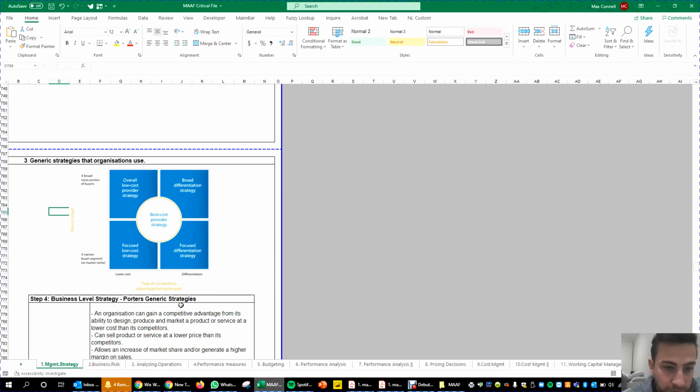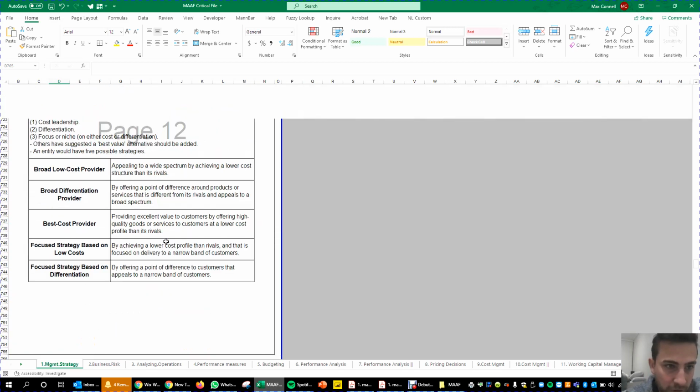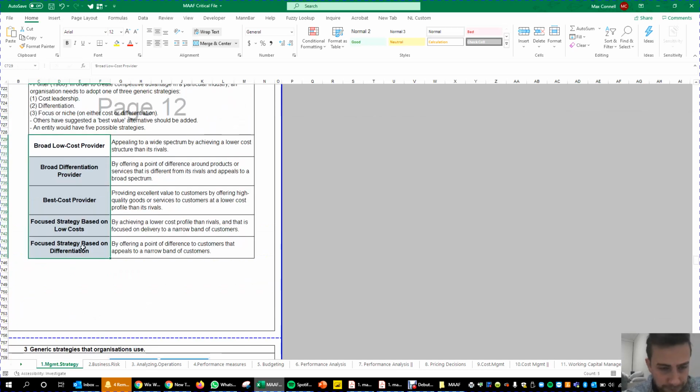Now, your competitive advantage can either be a low-cost strategy or based on differentiation. For example, you might have someone like Lexus, which is differentiated based on high quality, or someone like Tesco or Coles, which is just about getting the lowest cost item out to consumers. The best cost provider strategy fits right in the middle of there. So these are the 5 strategies here, and each can be summarized in that 2x2.